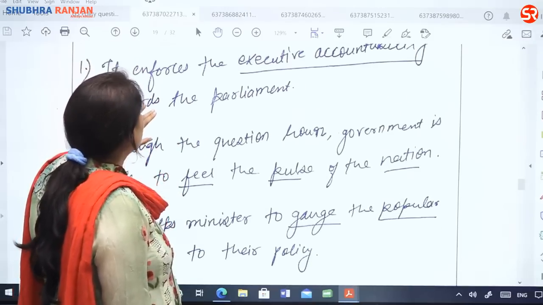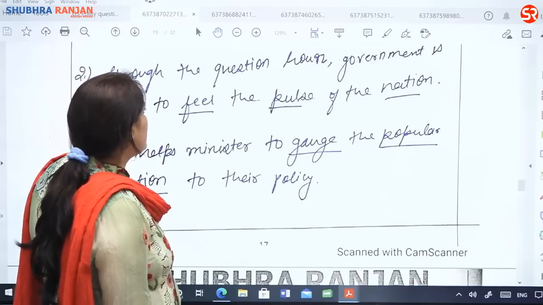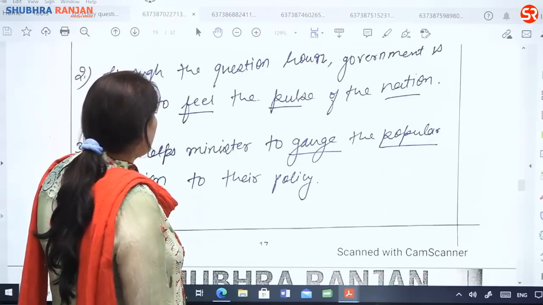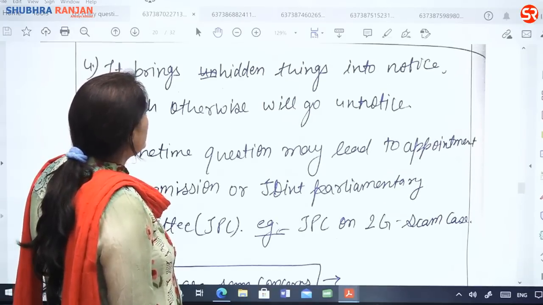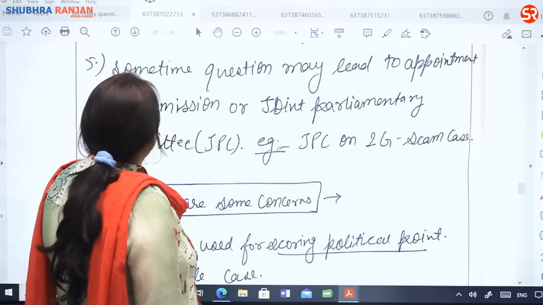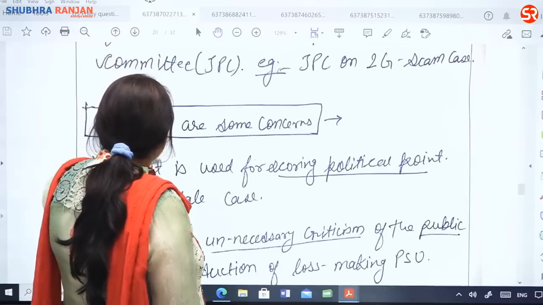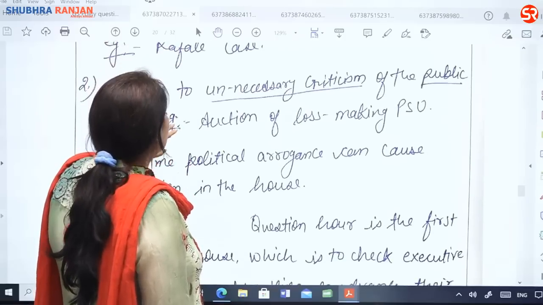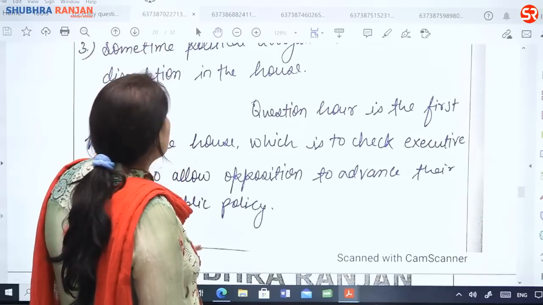It enforces executive accountability. Through the question hour, government is able to feel the pulse. Fine. It helps minister to gauge the popular reaction. That is also fine. It brings hidden things into notice. Sometimes question may lead to appointment of the commissions. Fine. But there are some concerns. Often it is used for scoring political point. It leads to unnecessary criticism. Sometimes political arrogance can cause disruption.